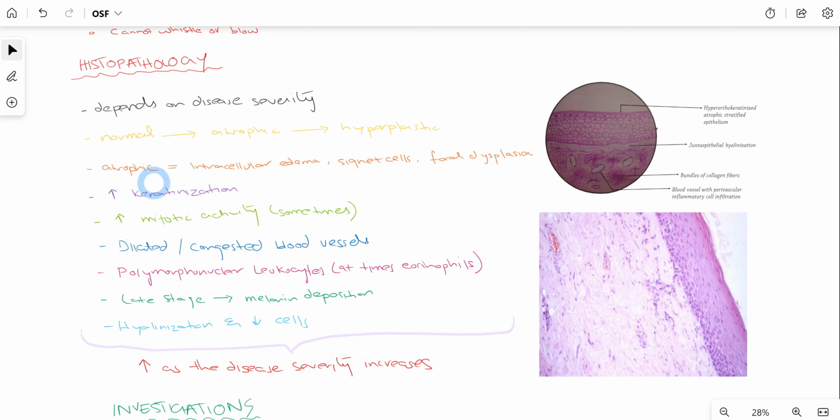Now, if we talk about atrophy, atrophy will lead to increased intracellular edema. There will be some signet cells, and then maybe some focal dysplasia, because these are the regions where there are chances of cancer cells to develop. We can also appreciate, as you can see in this histological slide, there is an increased pinkish appearance. You can see this is increased keratinization. Sometimes, as you can see, there are more purple nuclei visible over here. This can give us an idea that maybe there is some excessive mitotic activity.